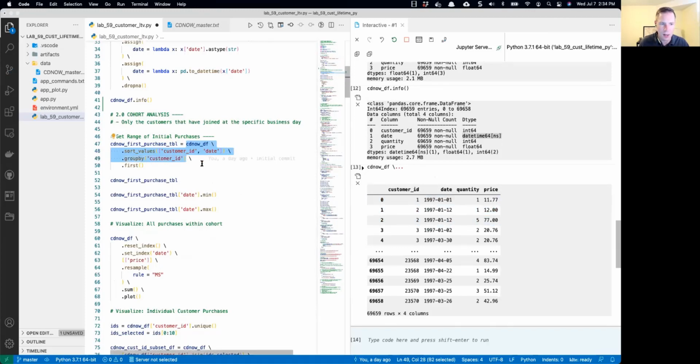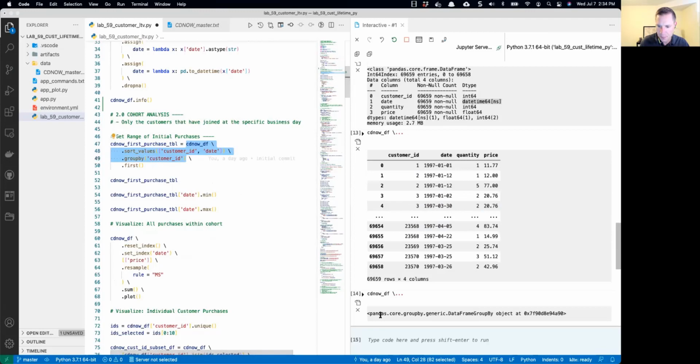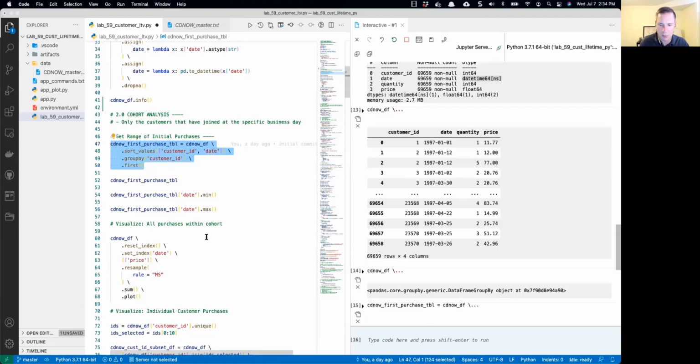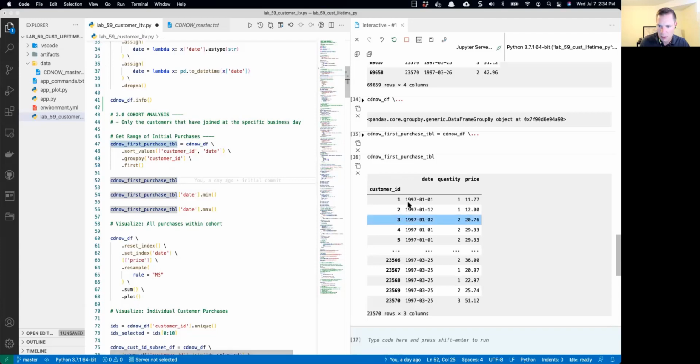And then we're going to group by customer ID, shift enter. It creates a group by object. And then we're just going to grab out the first item and save that as our CDNOW first purchase tibble. Looks something like this, shift enter. And it now has 23,570 rows because there's one observation per customer ID. And it just has their first purchase.